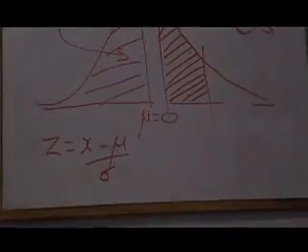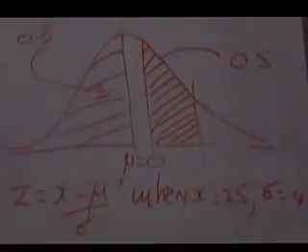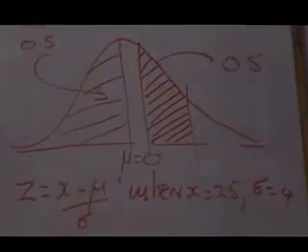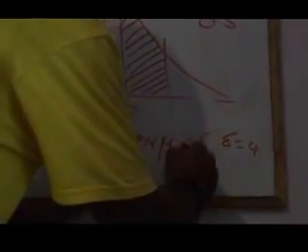So when x equals 25, and standard deviation is 4, sigma equals 4, and the mean is 25. Now when x equals 32, what do you get?